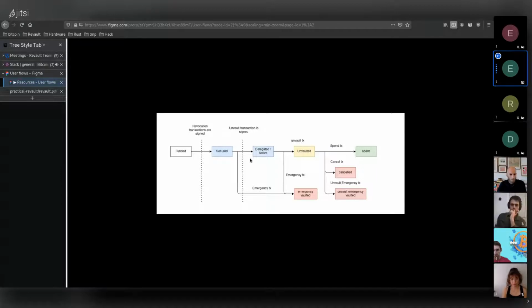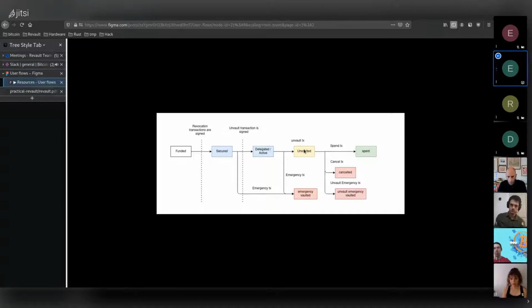The unlocking of funds will take some time, maybe X blocks. And during this time of unlocking funds, like the unvault, the stakeholder or the watchtower can cancel it and send the funds back to the multisig. So each step you can see on this screen is a step of a vault in the Revault process.